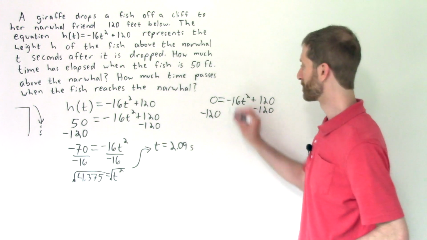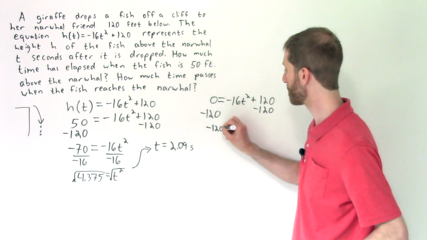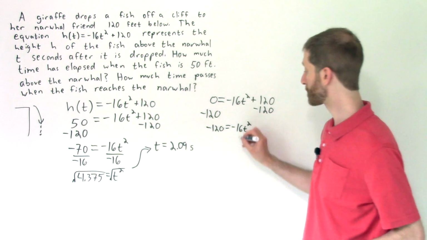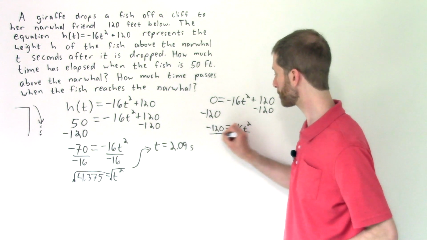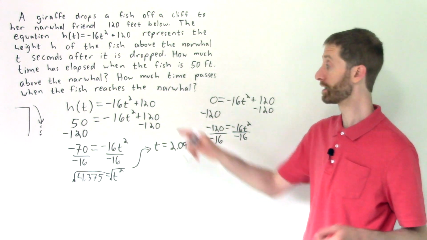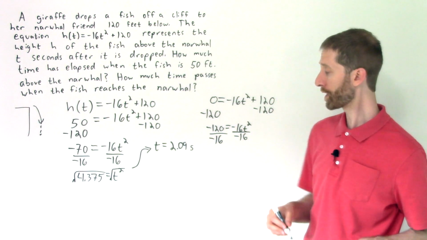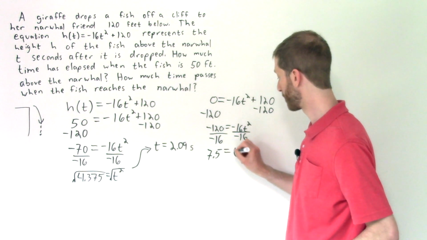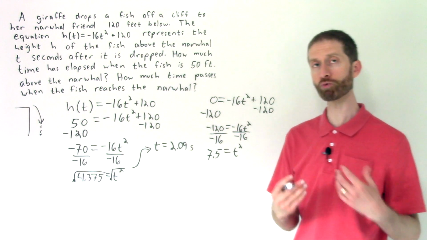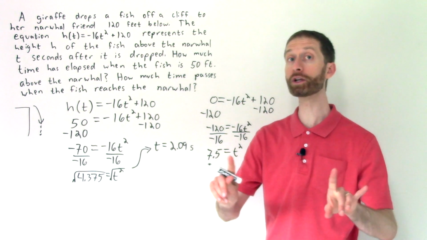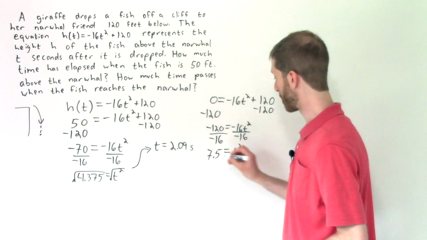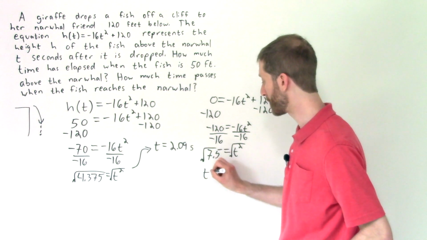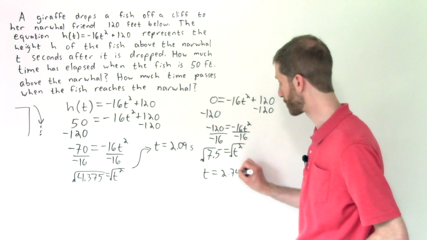That's for sure. So 0 minus 120 is negative 120. The 120 is canceled out on the right-hand side right here. Now we're going to divide both sides by negative 16. Again, the same exact steps we did in the previous part. So negative 120 divided by negative 16 is 7 1/2, or 7.5. And like I stated here, because it's a real world problem where time is not negative, I'm only going to take the positive square root. So here we go, positive square root of both sides. And that leaves me with t is approximately 2.74 seconds.